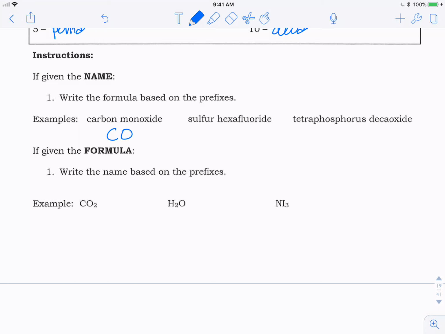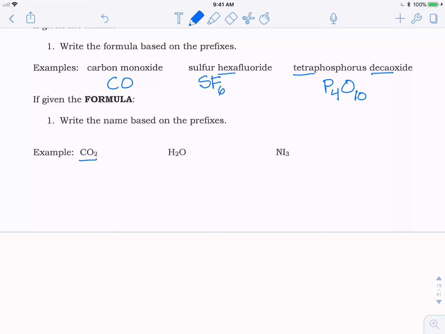The next one is sulfur hexafluoride. So there's one sulfur. Hexa means 6, so there's 6 fluorides. That's all you have to do. Tetraphosphorus decaoxide means you have 4 phosphorus and 10 oxygens. Again, no looking up charges, just look at the name and write down what you see.